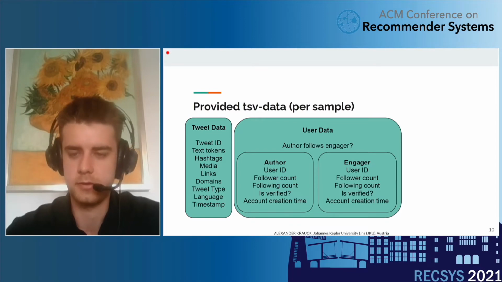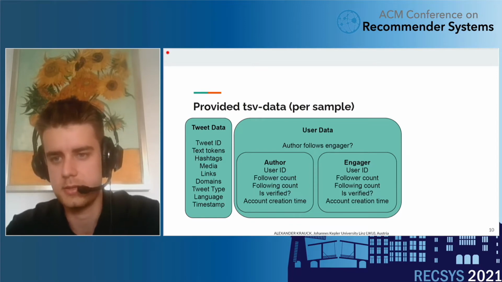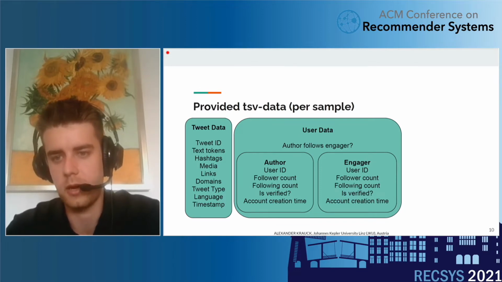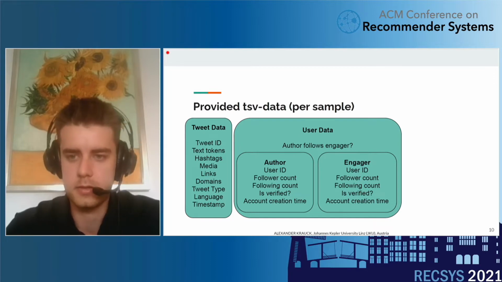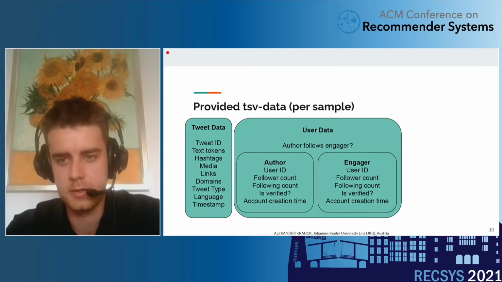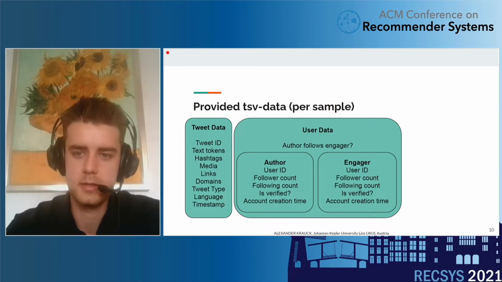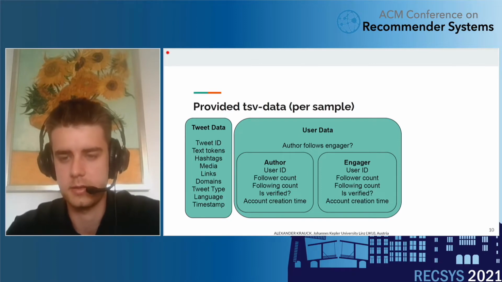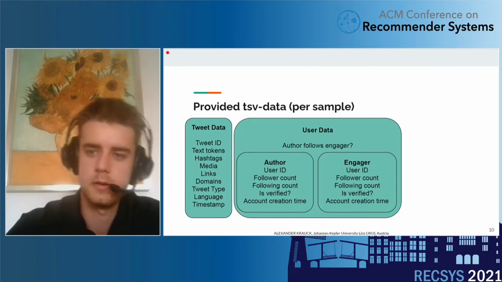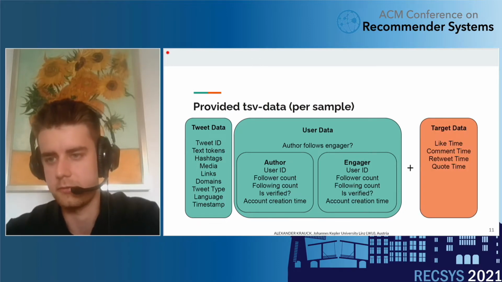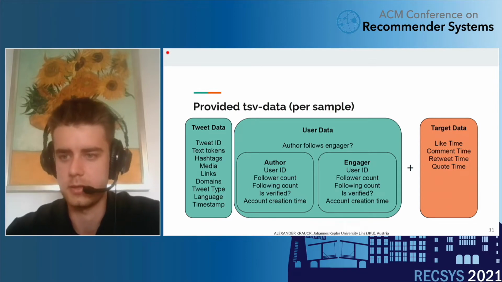Additionally, for each of the samples, user data is available, which consists first of the feature whether the author of the tweet follows the user who is or is not the engager on the 4 targets. And also for the author and the engager, we have the user ID, the follower count, the following count, whether this user is verified, and when the account of the user was created. And we also have, of course, the 4 targets: like, comment, retweet, and quote.